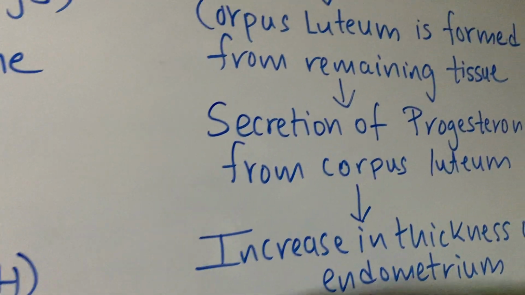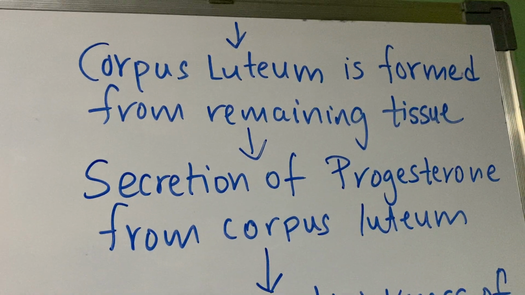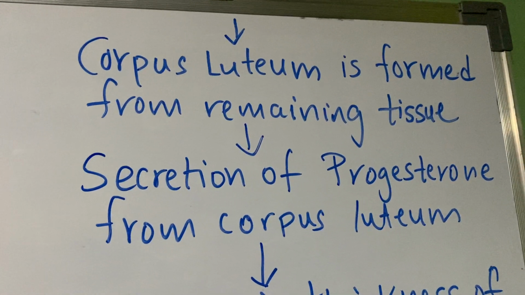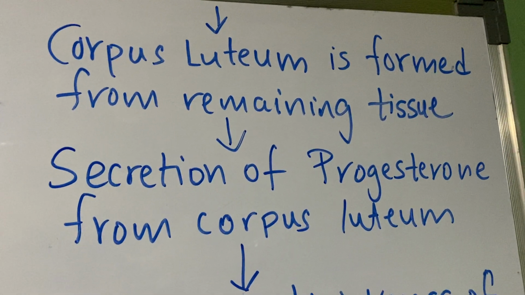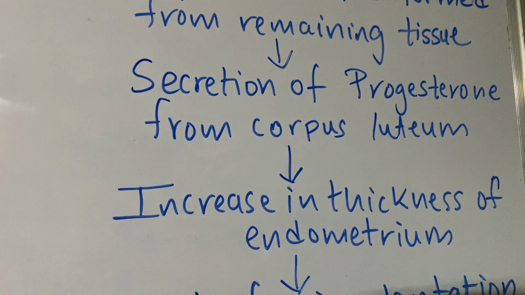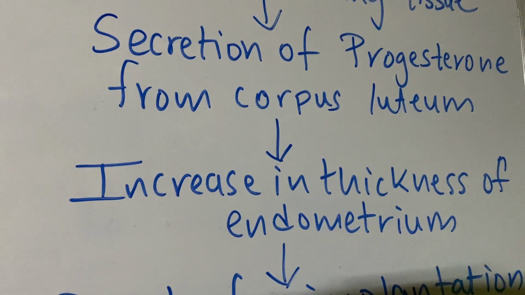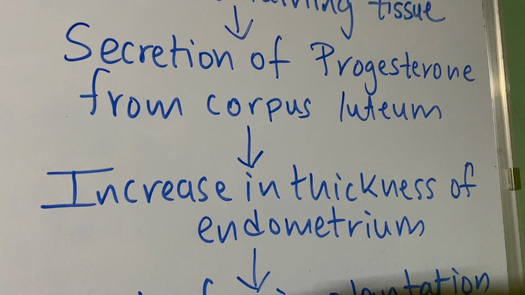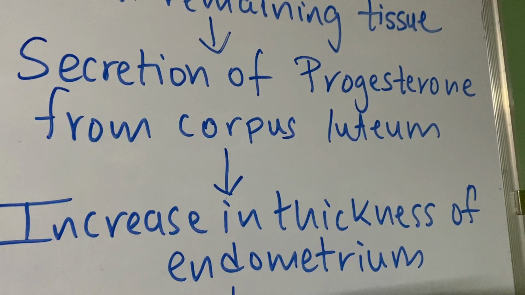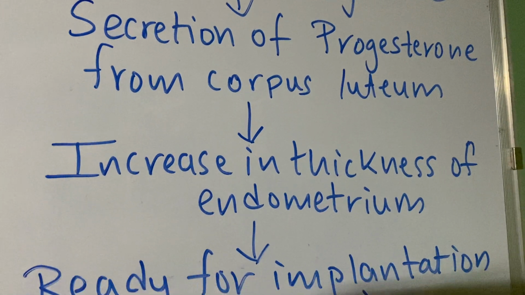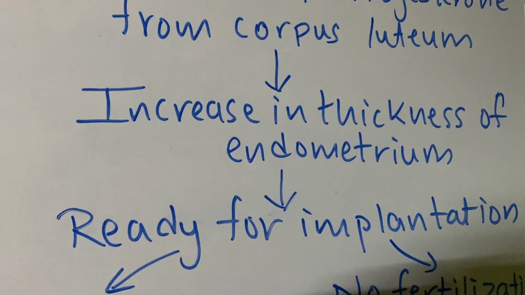After that, the remaining tissue of the follicle becomes the corpus luteum, and the corpus luteum starts secreting the hormone called progesterone. Because of the secretion of progesterone, there is an increase in the thickness of the endometrium. Please remember, students, the endometrium is the inner lining of the uterus. Due to the effect of first estrogen and second progesterone, the endometrium lining keeps thickening further. Once the endometrium is thickened enough, it is ready for implantation.